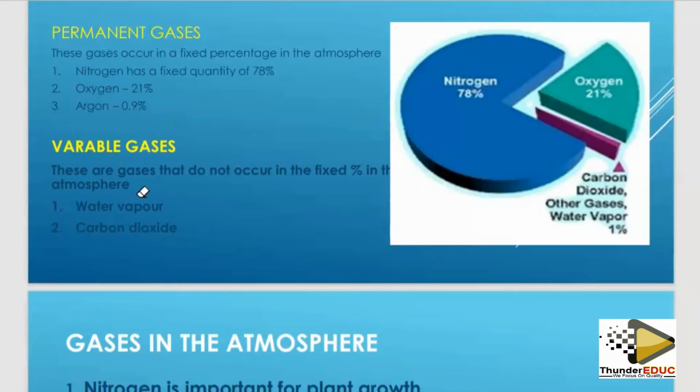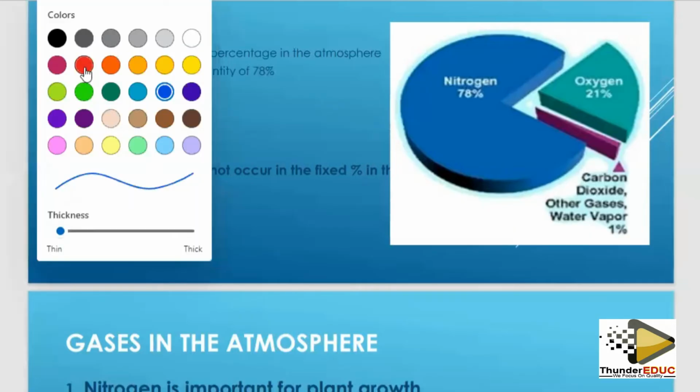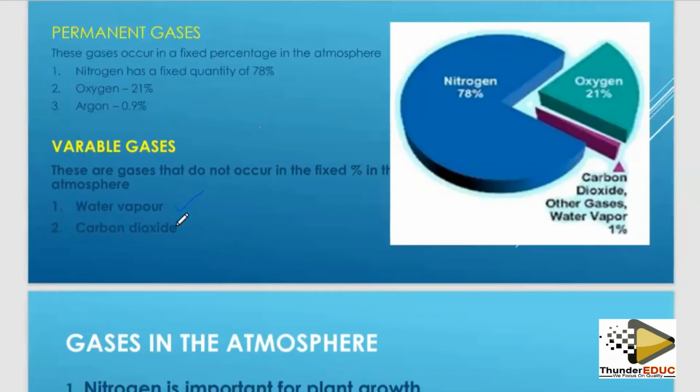So the level of water vapor in the atmosphere tends to vary from time to time and from one geographical space to another. That is with water vapor. Right. And then we can proceed to our next constituent, which falls under that component of variable gases.